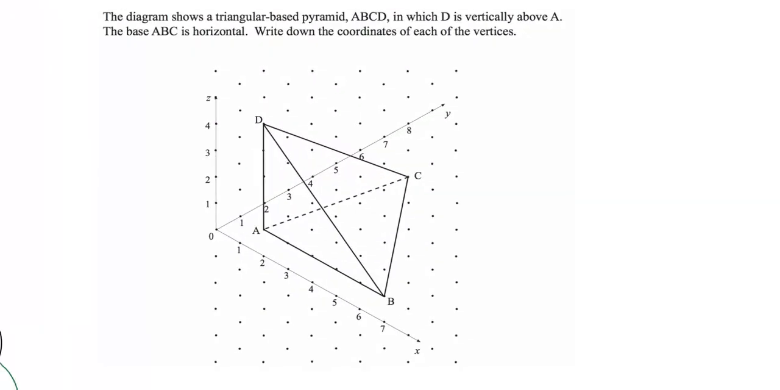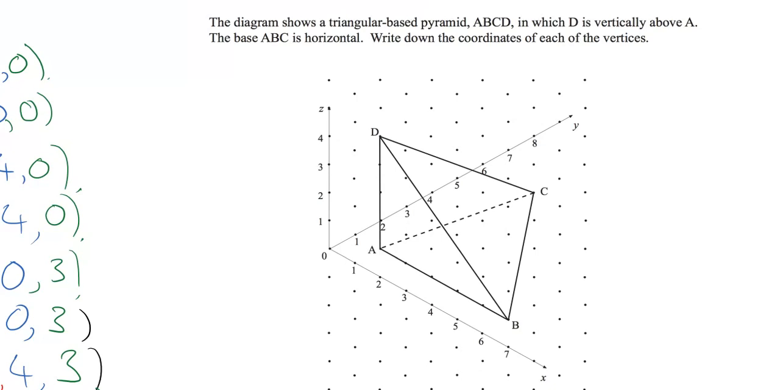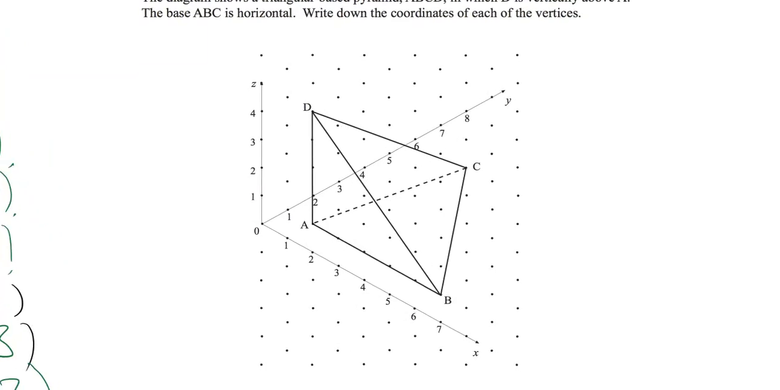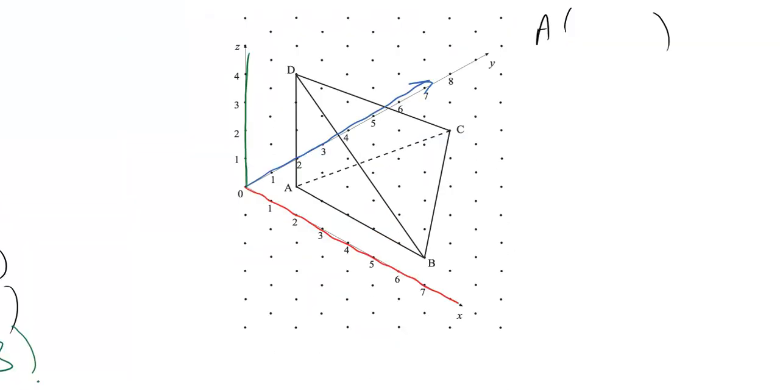Right, same idea though. Here is a triangular-based pyramid, and it says that D is vertically above A. The base of ABC is a horizontal base, so that means it's flat there against the x and y axis. Write down the coordinates of each of the vertices. Okay, well, let's get started. We'll treat it the same as the previous one. Let's think about our x direction as that being red, our y direction as being blue, and our z direction as being green. Right, so let's start with A. Okay, so A is this point here.